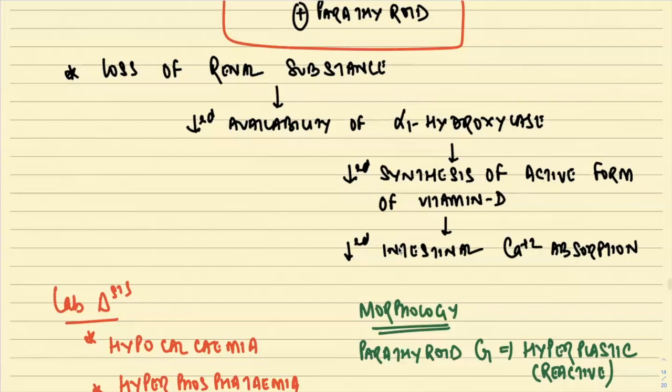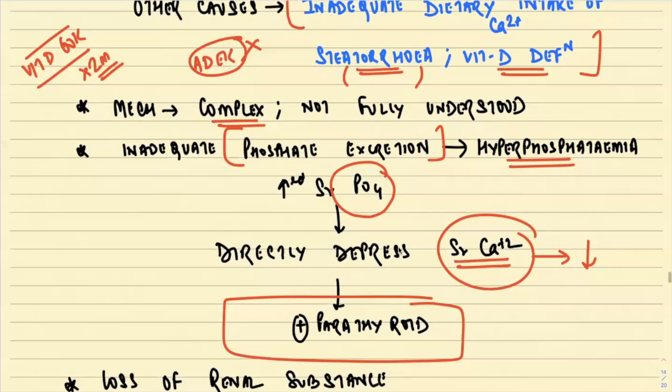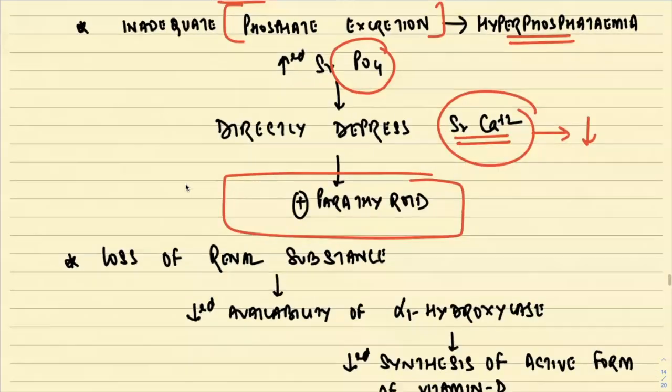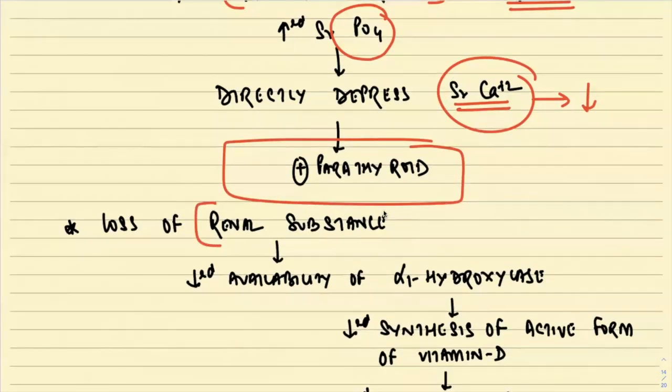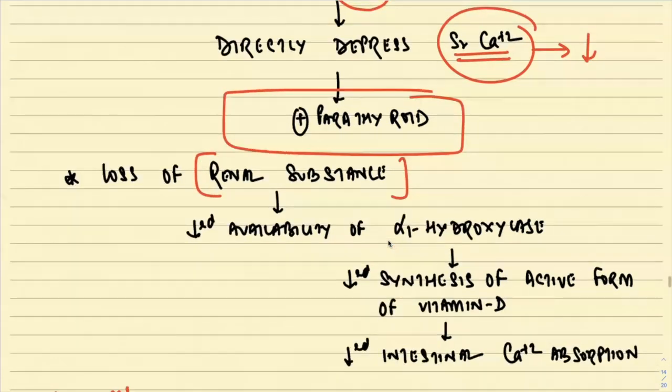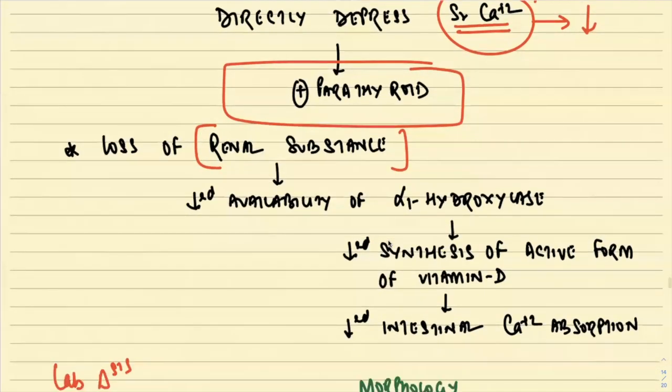Also, one very important mechanism. These are the plausible mechanisms that they have given: hyperphosphatemia as well as loss of renal substance. Loss of renal substance means there is a reduction in the mass of the kidney. Normally the kidney is synthesizing an enzyme called alpha-1 hydroxylase, which I suppose, I'm not sure, is converting 25 hydroxy vitamin D to 1,25 dihydroxy vitamin D. Yes, you are right, they are producing the active form of vitamin D.